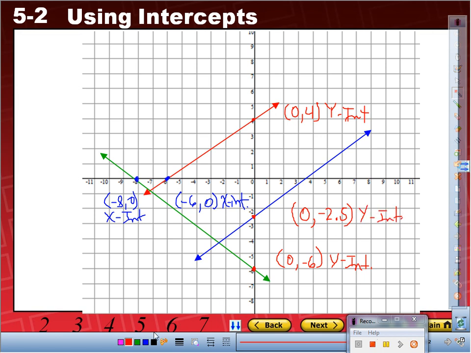Y-intercept. Okay, let me look at my x-intercept. My x-intercept is right here, and it's in between the 3 and the 4. Therefore, 3.50 is my x-intercept. Hands up if you got that by yourself.